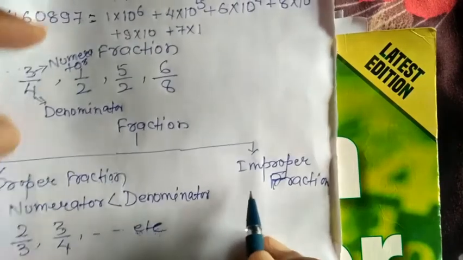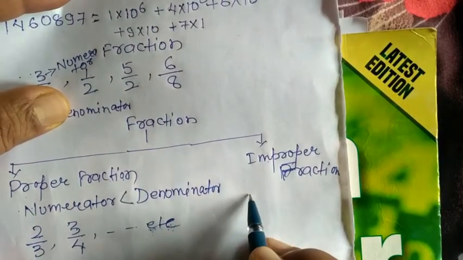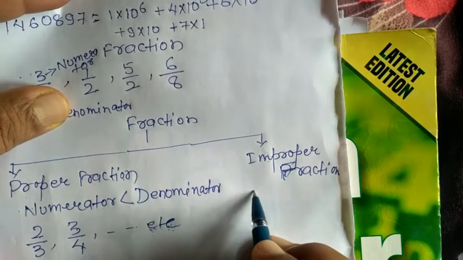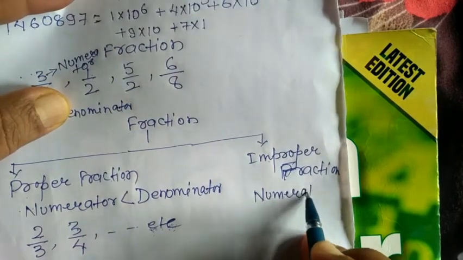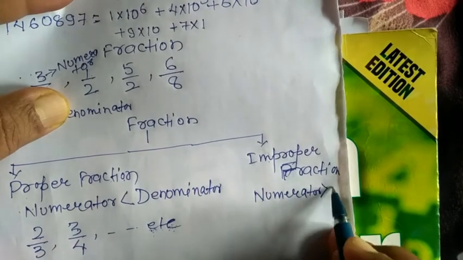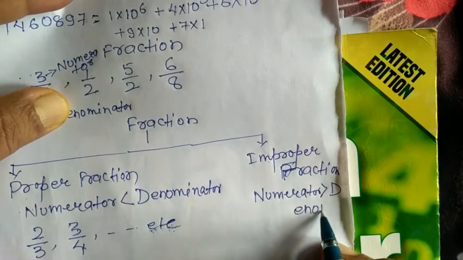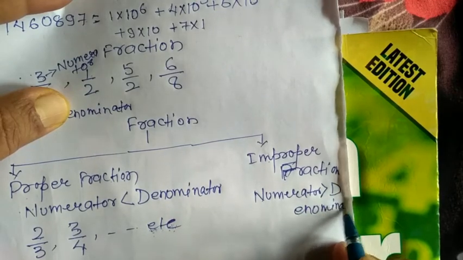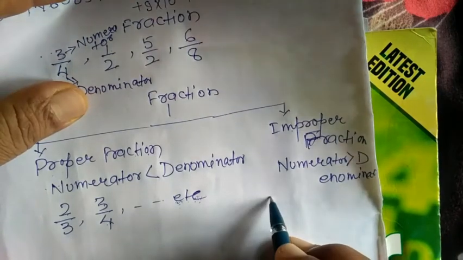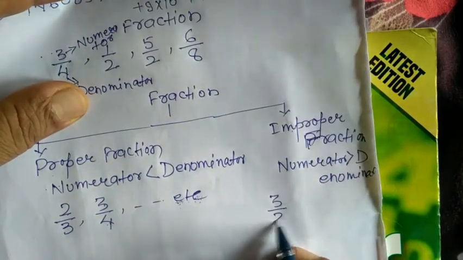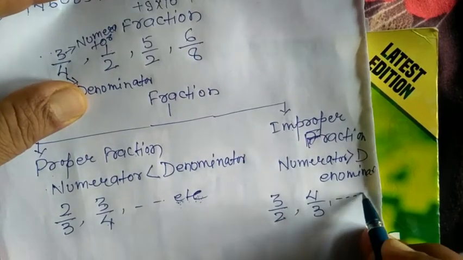Now see, in case of an improper fraction, the numerator is greater than the denominator. Correct? If we make it reciprocal: 3 by 2, 4 by 3, and so on.